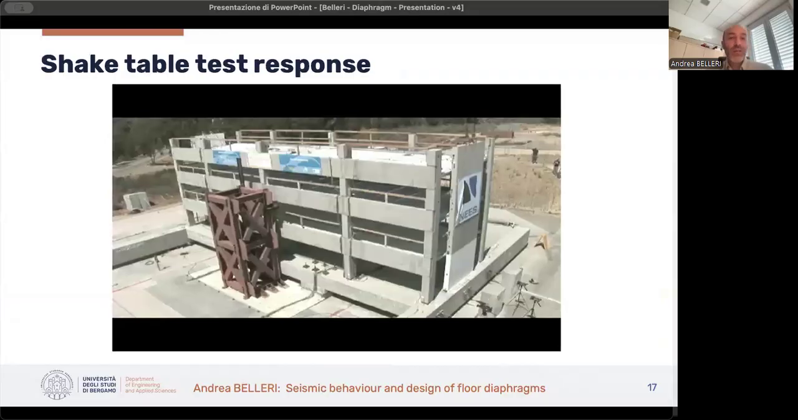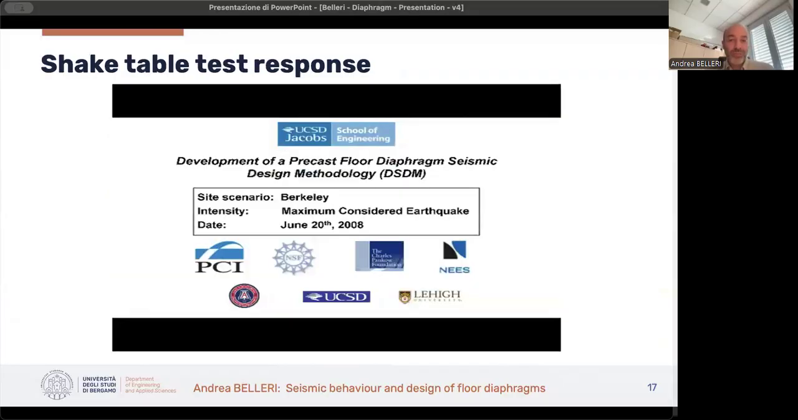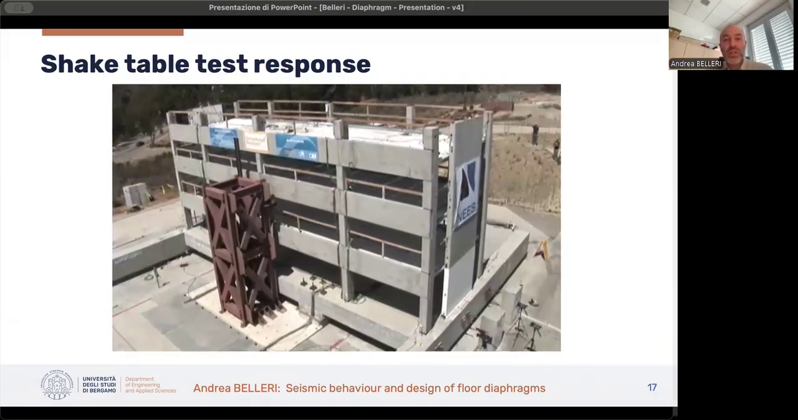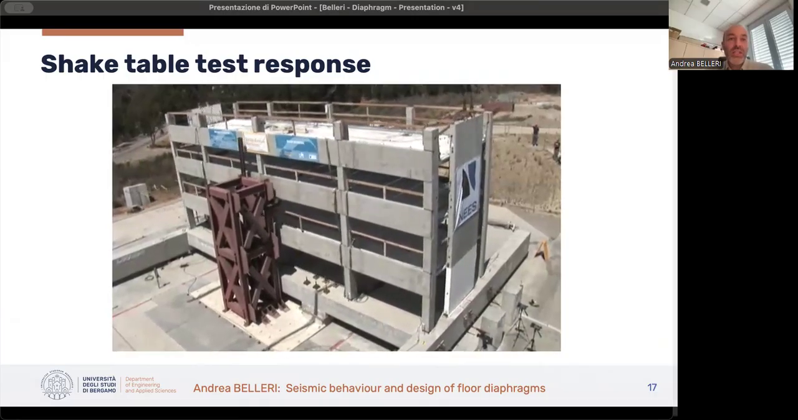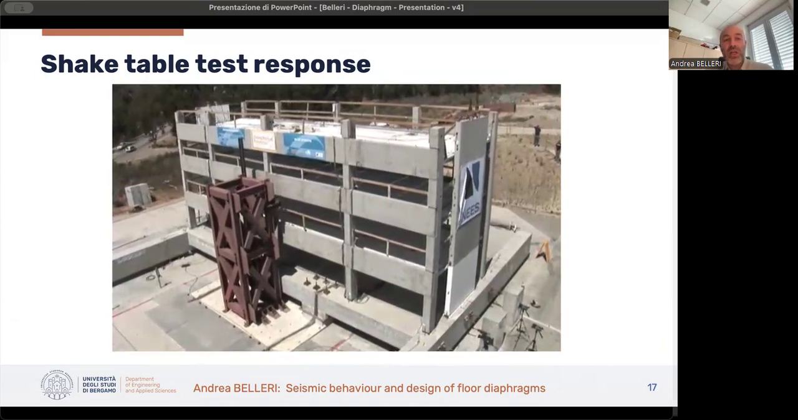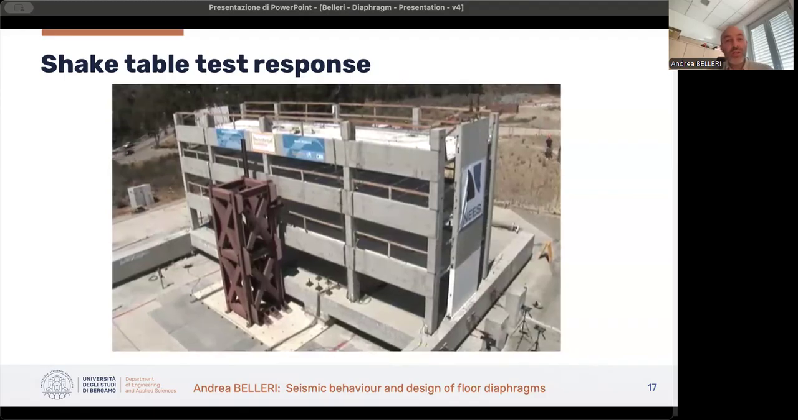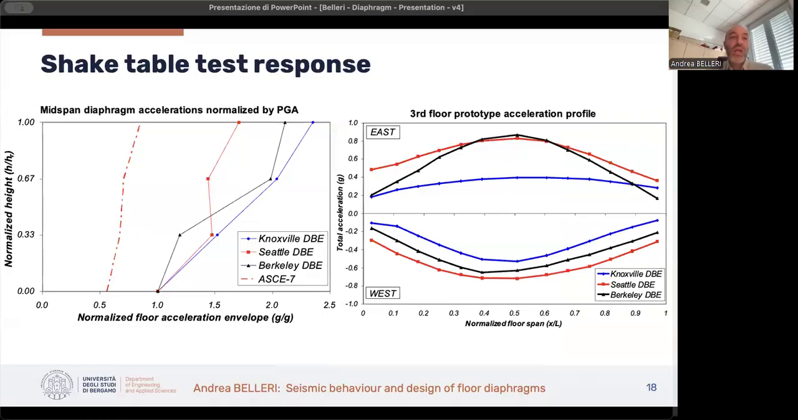So here you can see the shake table test of the maximum considered earthquake which was imposed to the shake table. So you see the displacement of the diaphragms and the engagement of the rocking walls. The diaphragm was subjected to different sets of input loads. This was the maximum one in that set of testing. And this is the recorded acceleration at the diaphragm level.